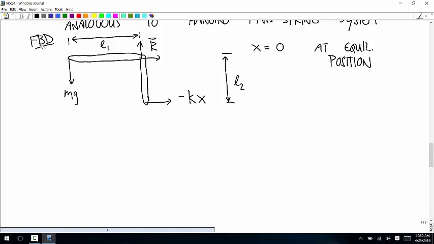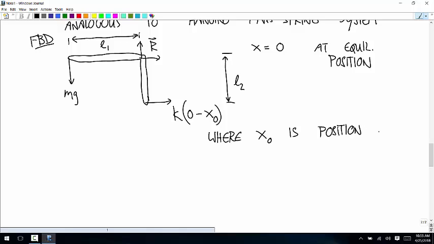So at equilibrium, this is a free body diagram at equilibrium. And we can write this as, okay, so the force at equilibrium is K times 0 minus x sub 0, where x sub 0 is the position at the spring's resting length. Nope, negative.